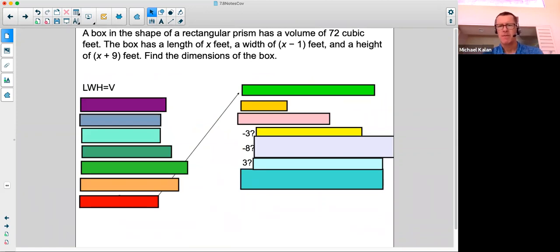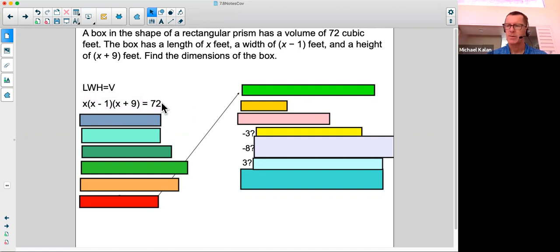A box in the shape of a rectangular prism with a volume of 72 feet. The box has a length of x, a width of x minus 1, and a height of x plus 9. Find the dimensions of the box. Similar to what we just did, but kind of easier numbers, I think. All right, so what would our equation be to start if we know what the volume is and we have ways of representing our dimensions? Yep. Okay, so what are we going to need to do?